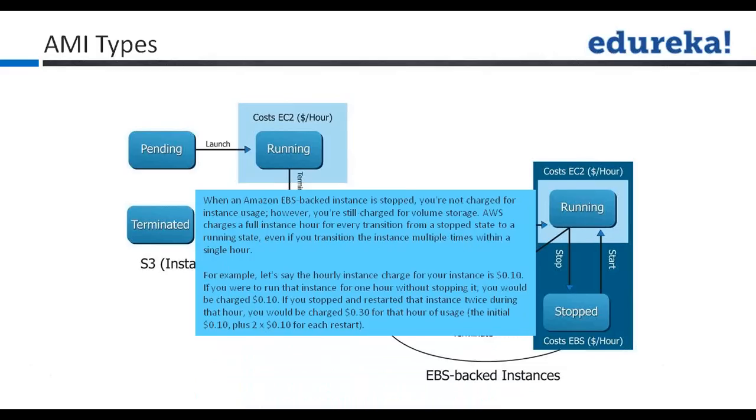Also, when an Amazon EBS backed instance is stopped, you are not charged for instance usage. However, you are still charged for the volume storage. That's what we talk about. For every transition from a stop state, here is one example point to note: in an hour, you start and stop an instance thrice. Here, you have to understand that Amazon charges you for an instance by the hour. So in 1 hour, if you start and stop the instance thrice, you will be charged for 3 hours of cost. So if your instance running cost is 10 cents, it will charge you 30 cents for that. Okay.